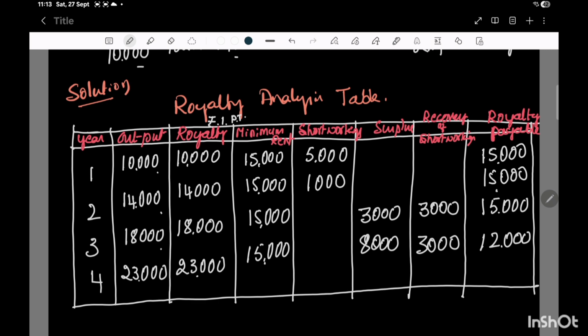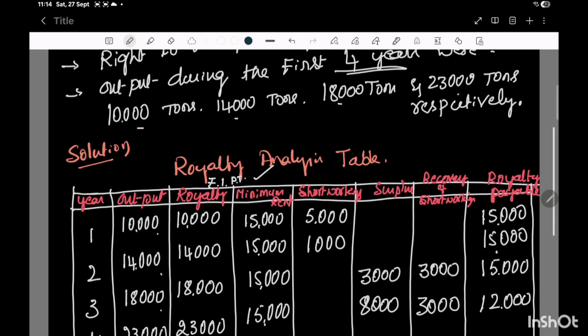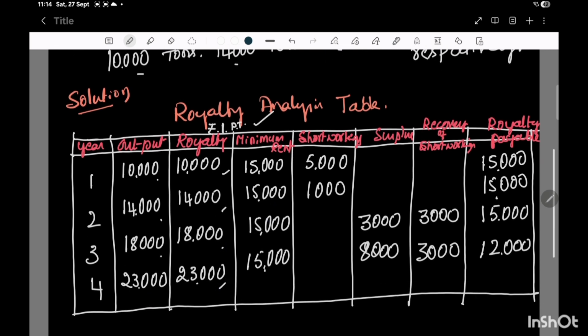And royalty is to be multiplied with the amount of royalty per unit or per ton payable. That's given in the problem. Here it is rupee 1. So according to that, output multiplied by the royalty amount 1 rupee. So 10,000 into 1, 10,000. 14,000 into 1, 14,000. 18,000 into 1, 18,000. 23,000 into 1, 23,000. So if it is 2, it becomes 20,000, 28,000 like this. So now it is 1, so we are getting the same amount.